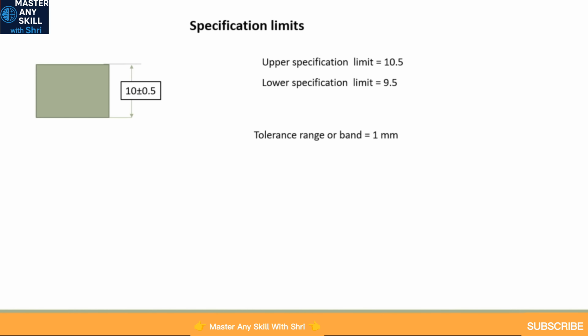So when we apply tolerance to a design dimension, we get 2 limits. One is the upper specification limit and one is the lower specification limit. In this case, 10 plus or minus 0.5, the upper specification limit is 10.5, the lower specification limit is 9.5, and the tolerance band or tolerance range here is 1 mm, which is nothing but this plus or minus 0.5, that is 0.5 up, 0.5 down. Total tolerance band is 1 mm.